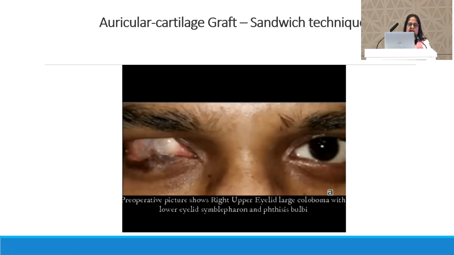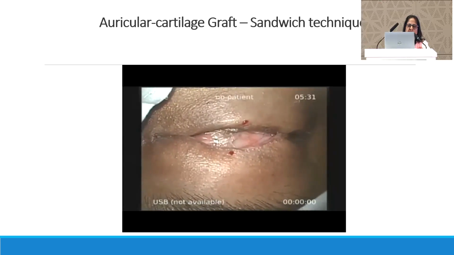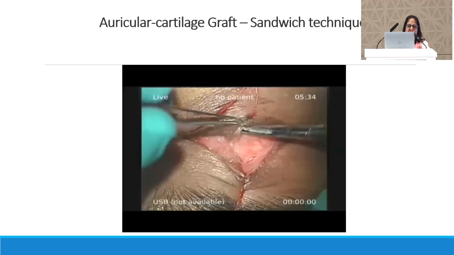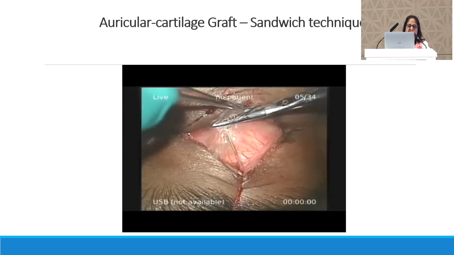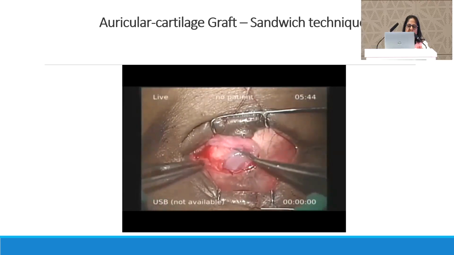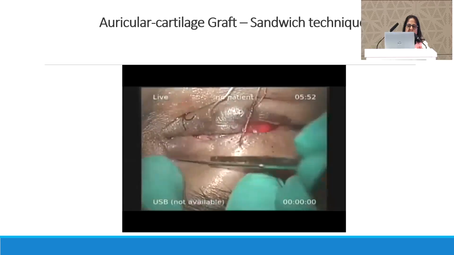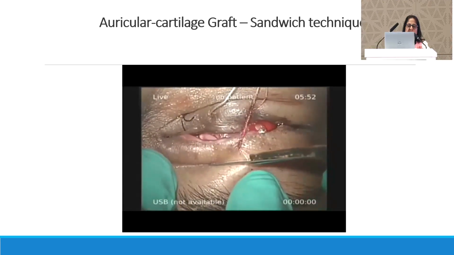All right, so this was a patient with an anophthalmic socket with upper lid coloboma, which was deep enough, and there was inferior lid symblepharon. So coming to the preparation of the bed, because the aim was to fit an artificial eye and restore the upper lid coloboma tissue also. So after the symblepharon release, the amniotic membrane was placed.